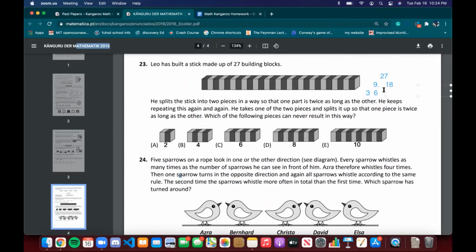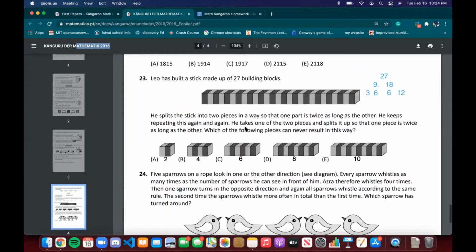Okay, so then if we split the 18-piece one, we'd end up with a piece that is 6 in length and a piece that is 12 in length. Okay, let me move this a little further down.